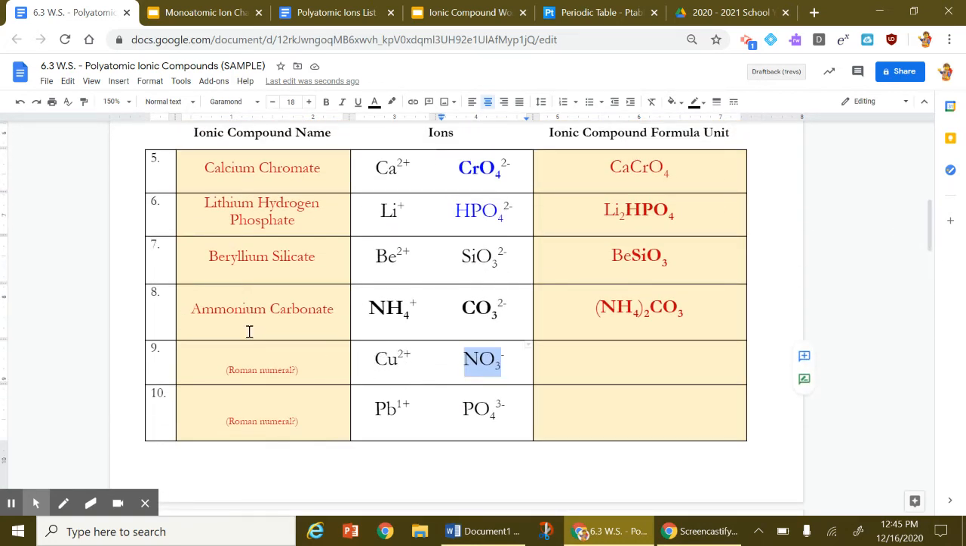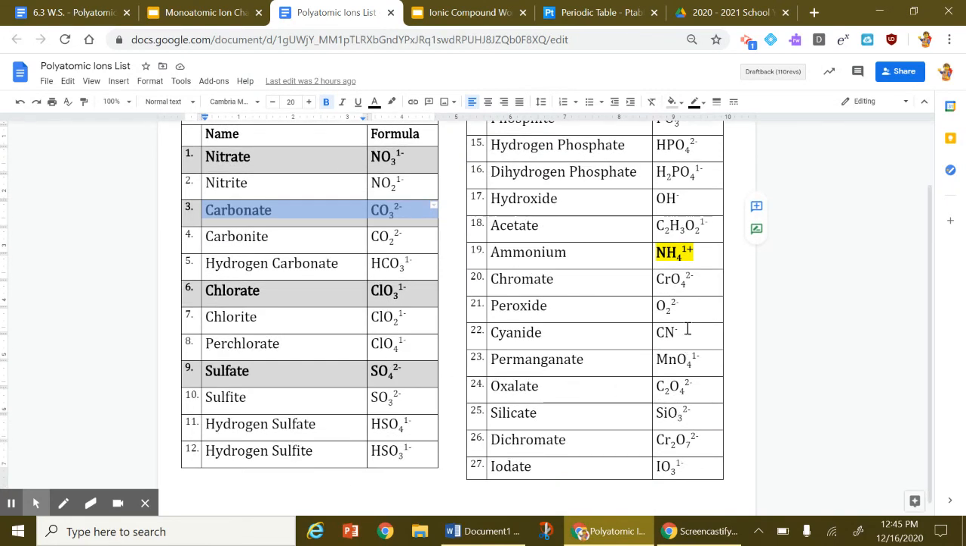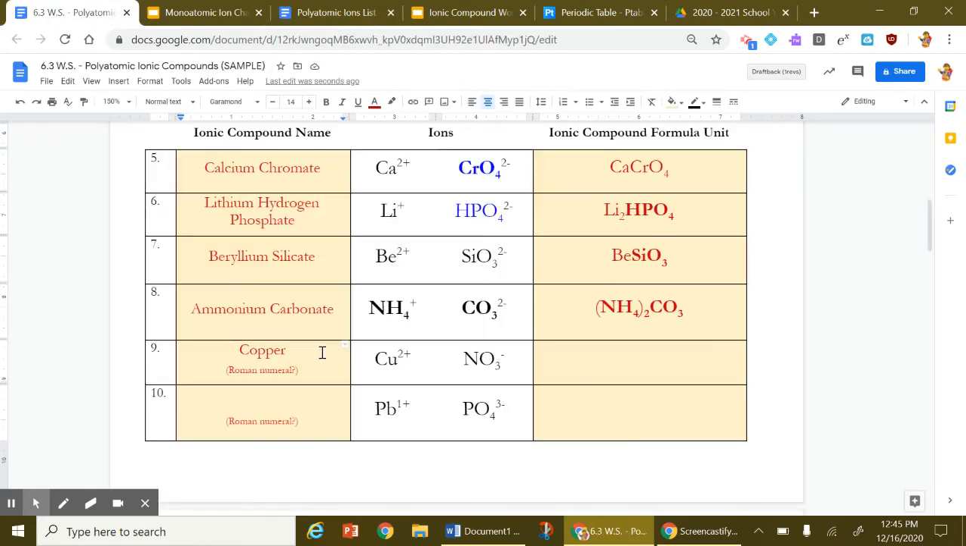So, Cu is copper. NO3 is nitrate. So this is copper nitrate. Now, question. Do we need a Roman numeral? All right, well, copper is 2 plus here. Is it always 2 plus?